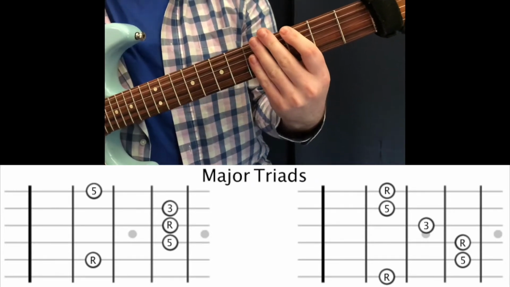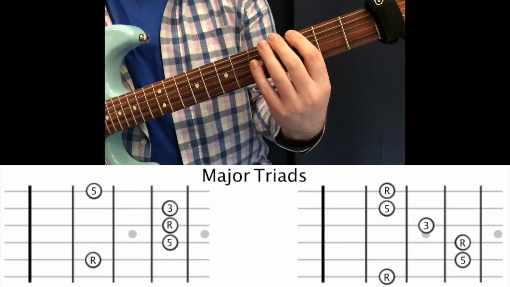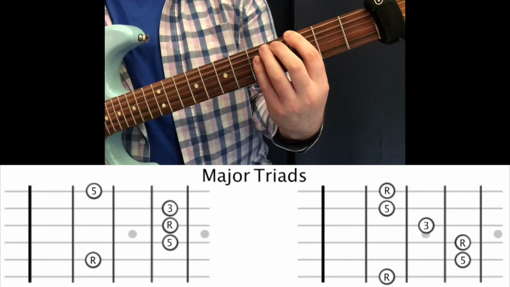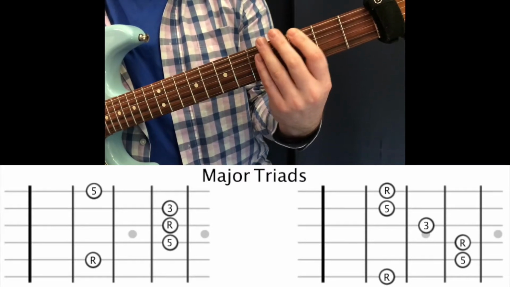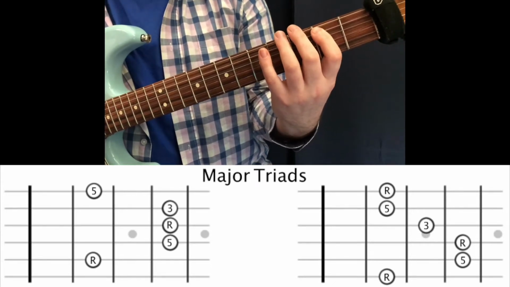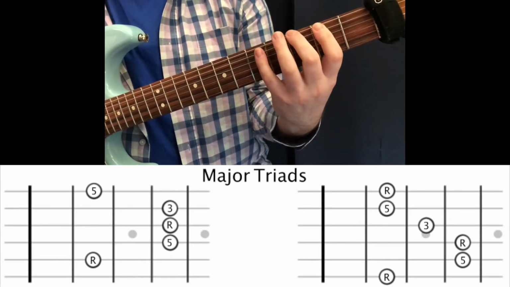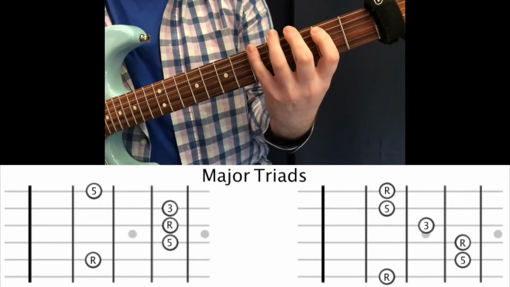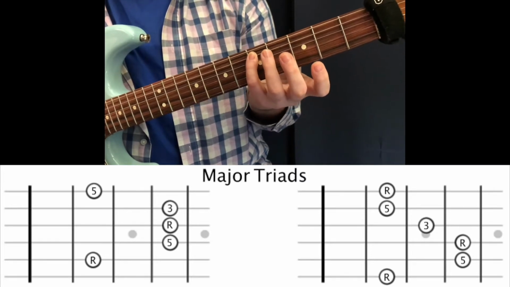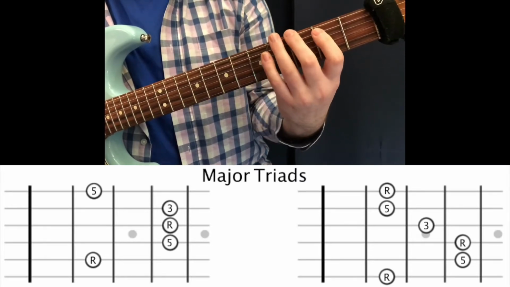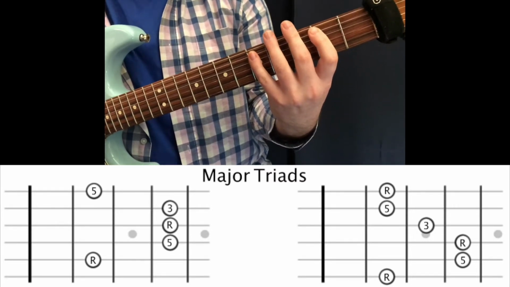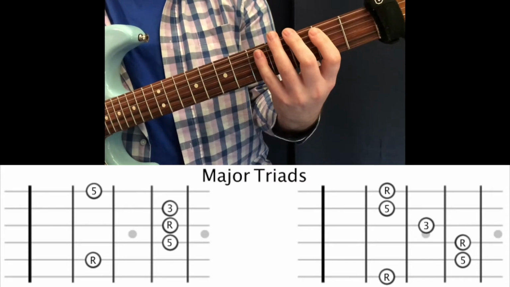On the 6th string root, we're now in the key of G, but it's the same concept. So G is our root now. Play up to the 3rd. It's the note B. And then if we play up to the 5th of the chord, that's now D. So we have G, B, and D for our 6th string voicings for the major triad.